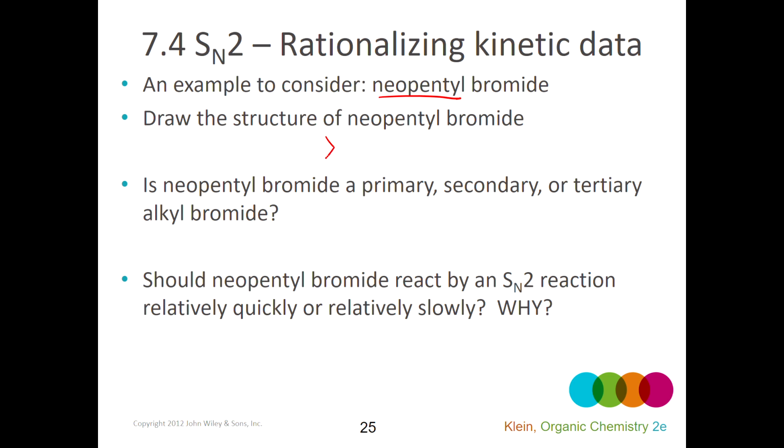Neopentyl looks like this. Well, this would be my bromide. So this is a neopentyl group. There's 1, 2, 3, 4, 5 carbons. So this is neopentyl bromide. Is the bromide on a primary, secondary, or tertiary carbon? Well, the bromide is on a primary carbon because there's only one other carbon group attached to it and there's 2 hydrogens. And if we just go by what we saw in the last slide, we would assume that it should react readily by an SN2 pretty quickly.